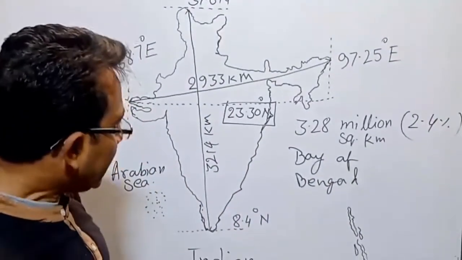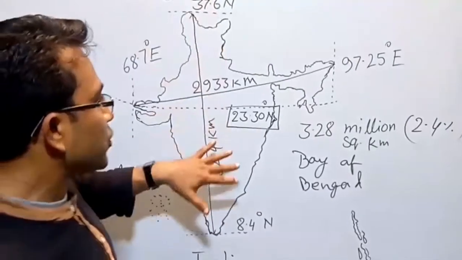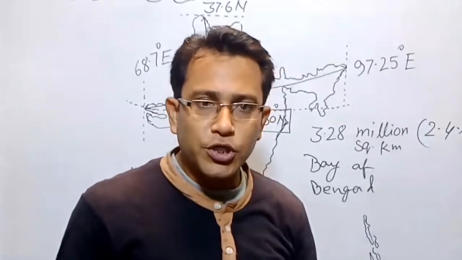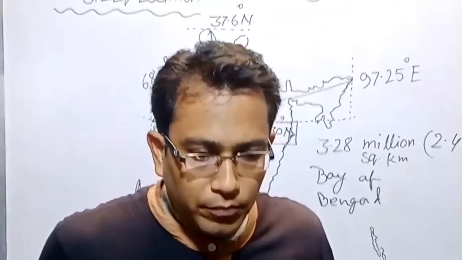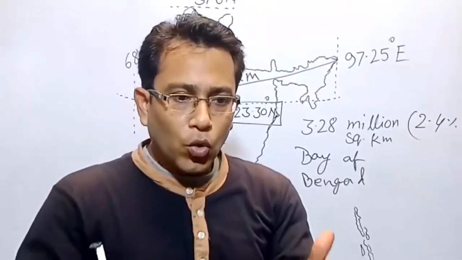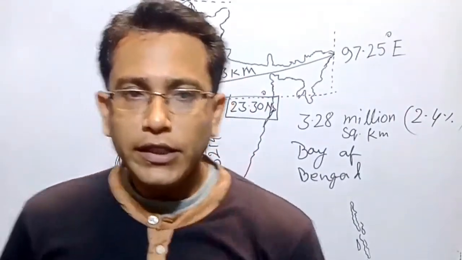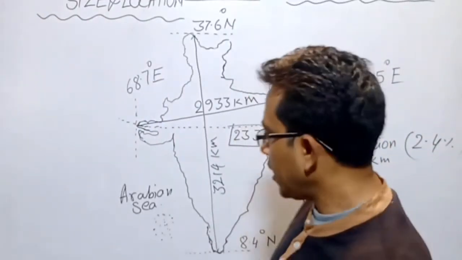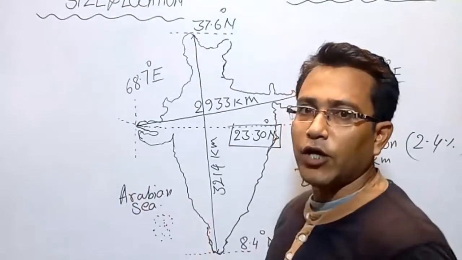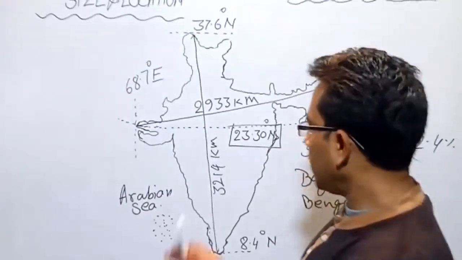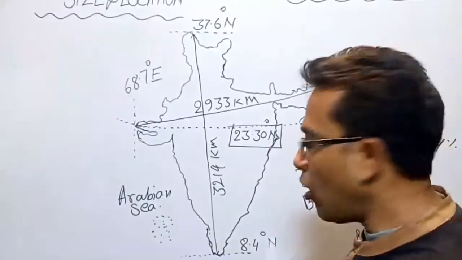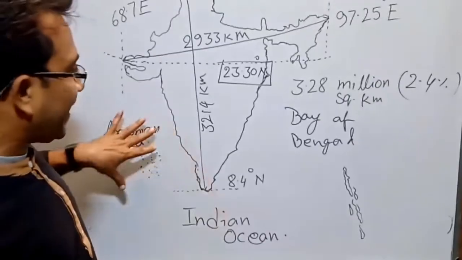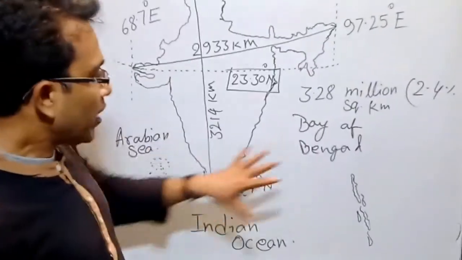First of all, India's shape is peninsular. Peninsula means a projection of land projected into a water area, where it is covered by water bodies on three sides. On the western side it is the Arabian Sea, the eastern side is the Bay of Bengal, and in the southern part it is the Indian Ocean. Practically these are parts of the Indian Ocean.